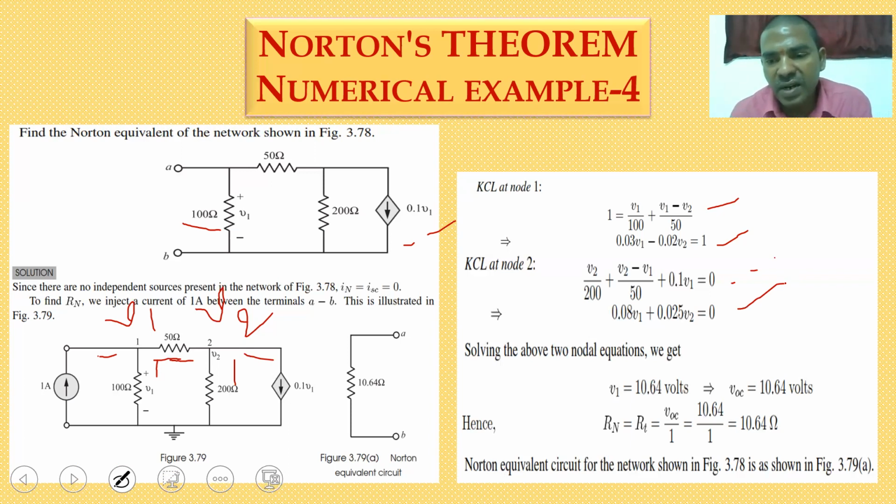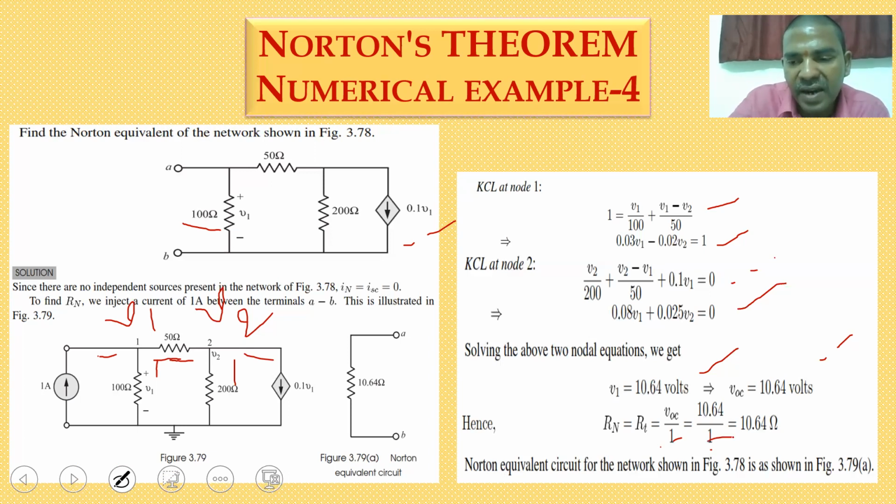So two equations, two unknowns, V1 and V2. If you calculate, V1 is 10.64 volts and V2 is also 10.64 volts. Then RN, or RTH, is equal to VOC divided by ISC. The ISC value we have taken as 1 ampere. So 10.64 divided by 1, you can get 10.64. So only Thevenin's resistance you can obtain for this circuit.